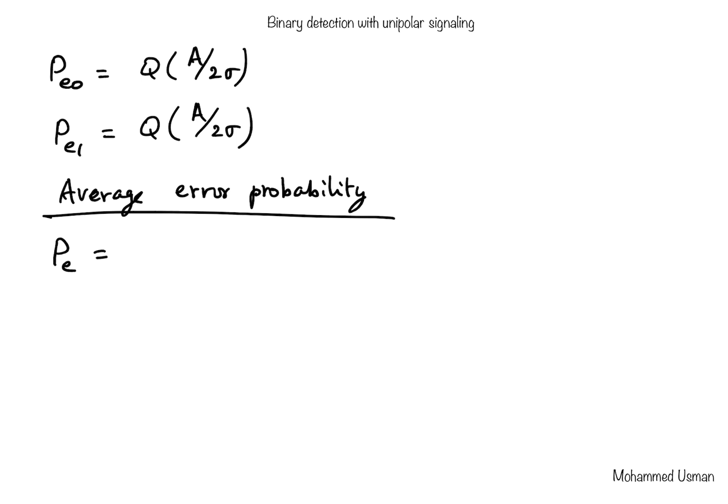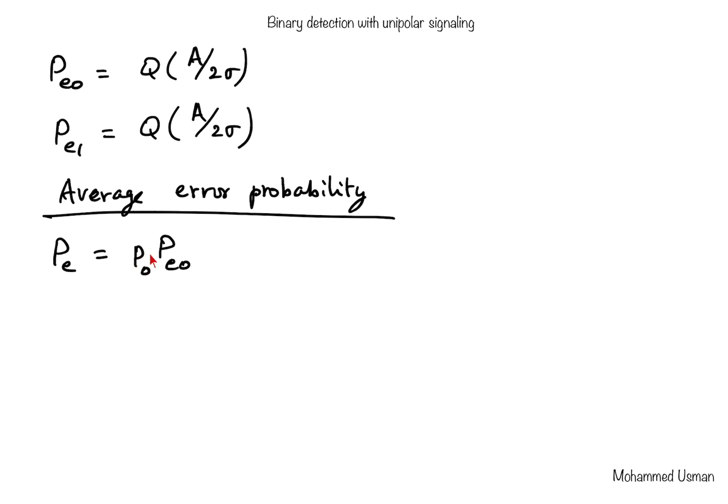Now the average error probability is the probability that we transmit a 0, so P0 is the probability of transmitting a 0, multiplied by the probability that there is an error with the 0. So it is P0 into PE0. This error with a 0 will happen only when we transmit a 0. If we don't transmit a 0, this error will not occur at all. PE0 will not occur if we don't transmit a bit 0.